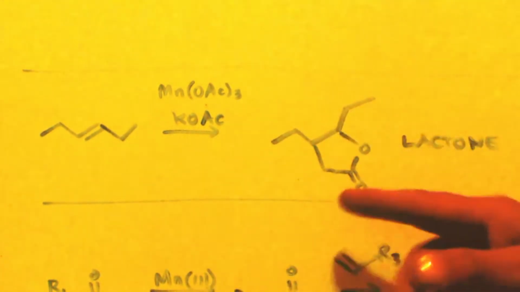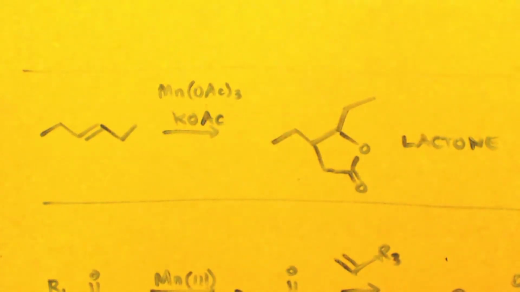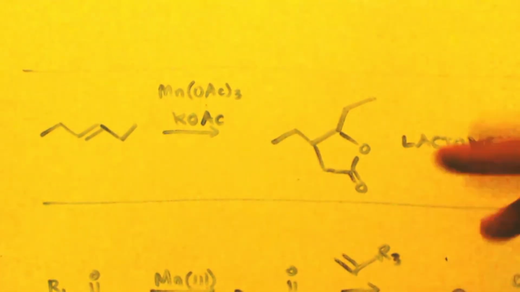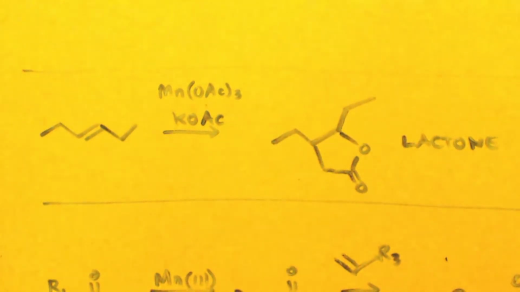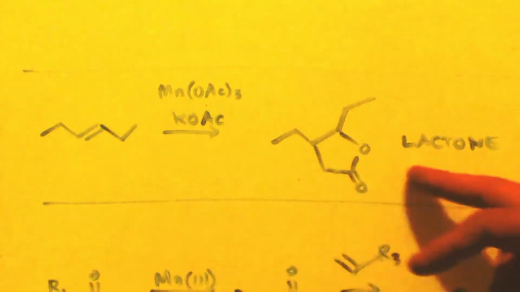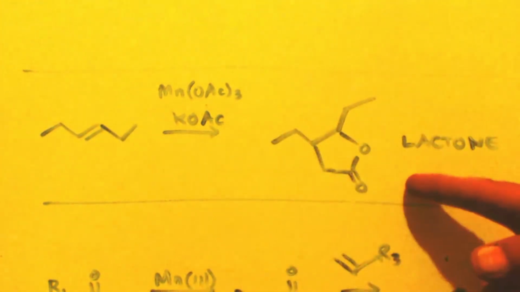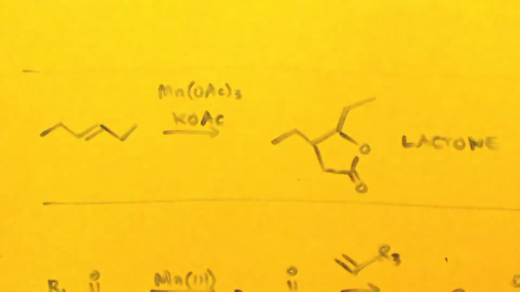Now lactone, it's nice because it's cyclic, you're making a ring. Making rings and carbon-carbon bonds, that's like the ultimate, the holy grail of chemistry to me. And a lactone is basically just a cyclic ether, okay? So you can make an ether, not an ether, it's a cyclic ester, I'm sorry. So you can make an ester from a double bond, you know what I mean?